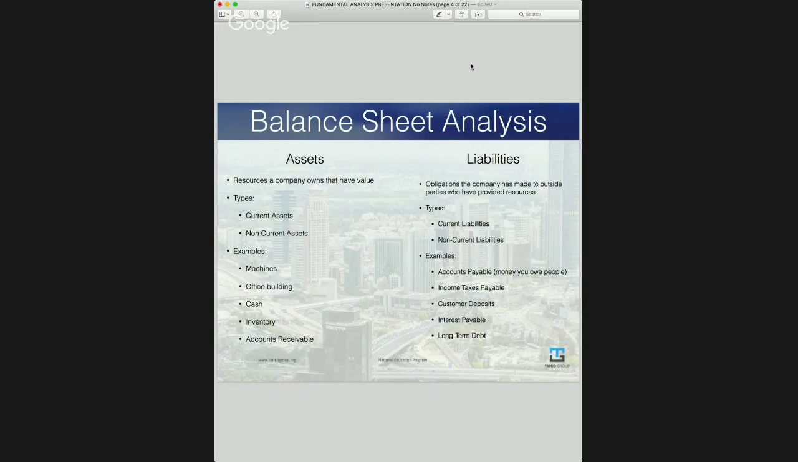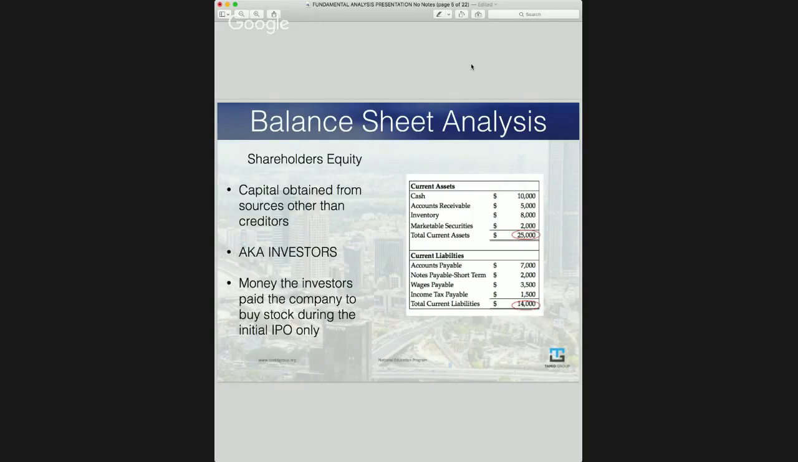And the third part of a balance sheet is the shareholders' equity. This is capital obtained from sources other than creditors, aka investors, so us. Money investors paid to the company to buy stock during the initial IPO. This is called contributed capital. This is all money that the public corporation got only during the initial IPO. When you buy and sell stocks, that money never actually goes to the company.